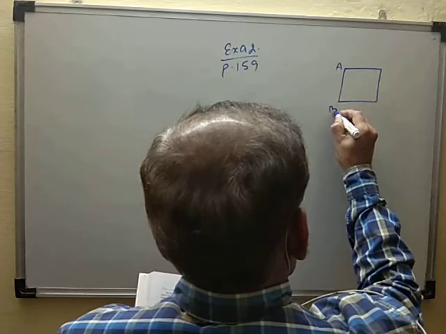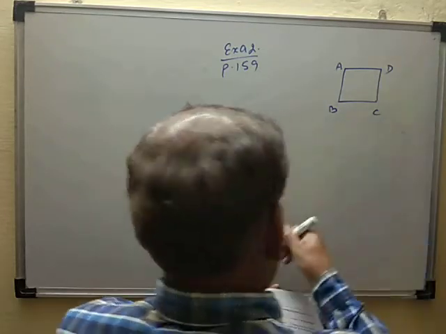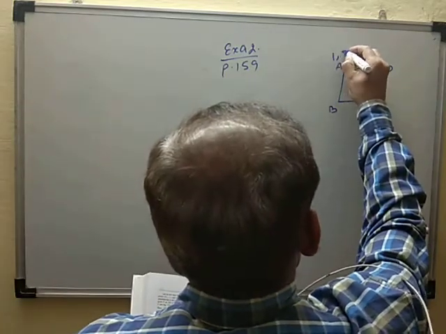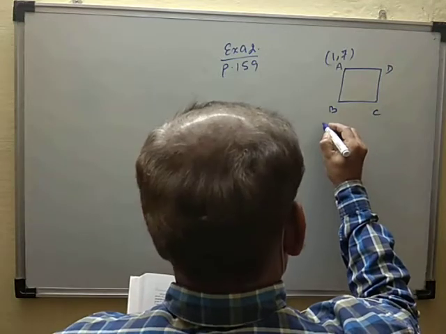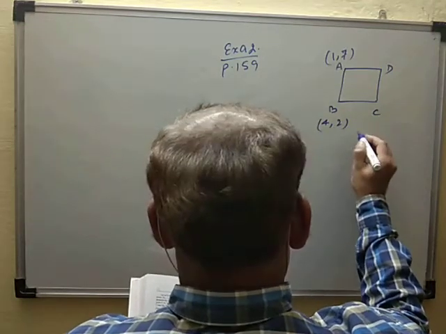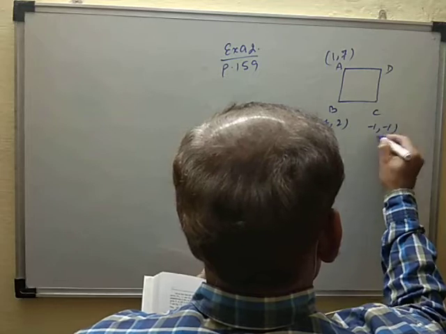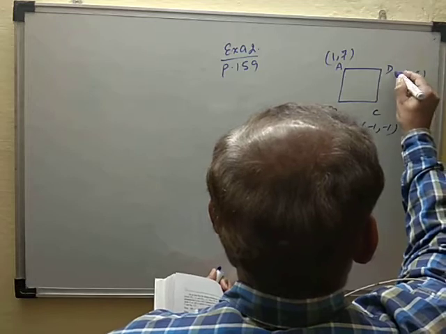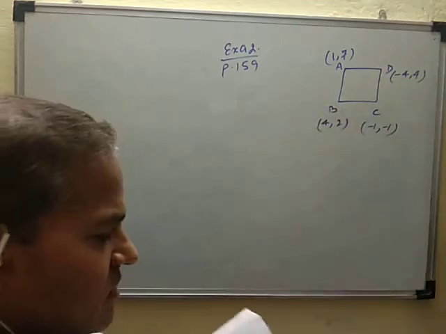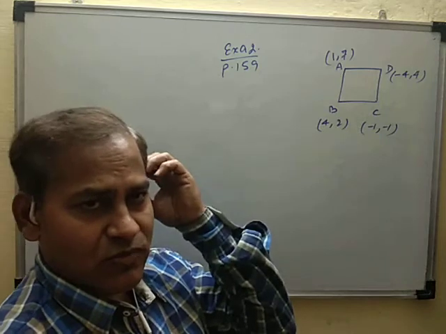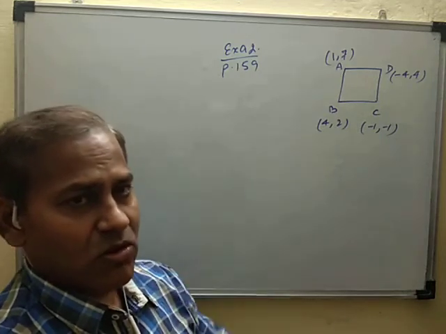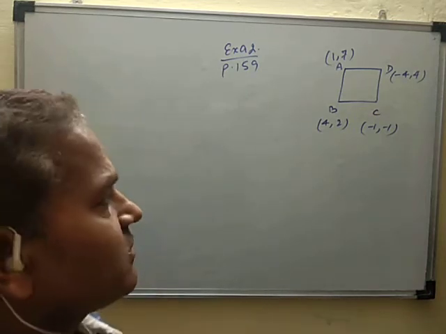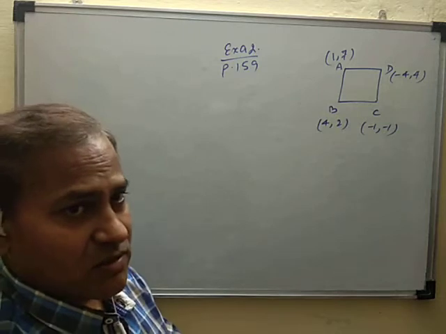Suppose A, B, C and D are the 4 points given, and suppose the coordinate of A is (1, 7), coordinate of B is (4, 2), coordinate of C is (-1, -1) and coordinate of D is (-4, 4), and we show that it is a square. So for a square we have to show that all sides are equal. First find all sides using the distance formula.